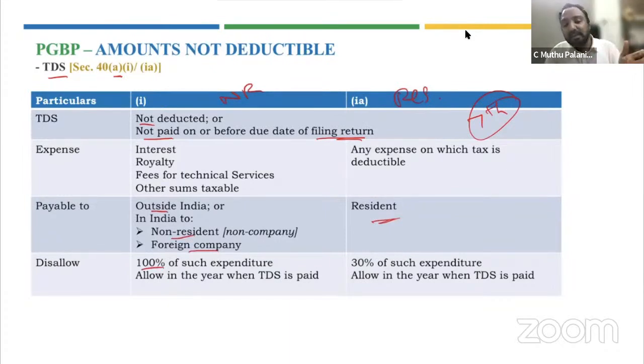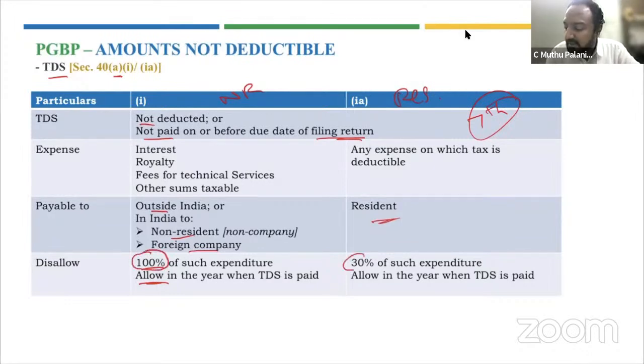If your expenditure is 20 lakhs, 20 lakhs is disallowed. But the good thing about this particular provision is that it is disallowed now, but in the next year, if you have deducted TDS, I can claim this expenditure. So in the next year, if I've deducted TDS and I've remitted it, I can claim the entire amount. So even though it is disallowed in one year, there is a possibility that it will be allowed in the subsequent year. It will be allowed in the year when TDS is subsequently paid. This is for non-resident, that is 100% is for non-resident.